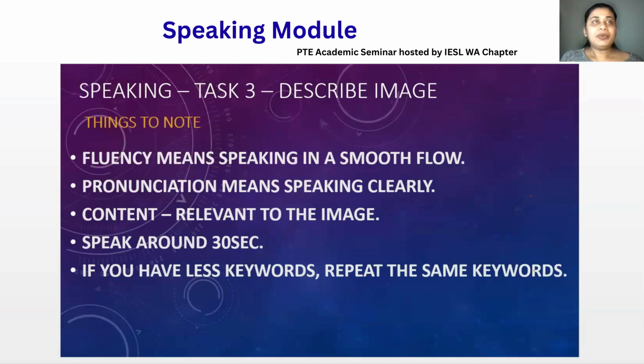Now I will let you know what are some things that you should be considering for this question type, describe image. Fluency: again, as I mentioned before, try to speak in a smooth flow. This question is assessed in 3 parameters, as I mentioned before. The second one is pronunciation. As long as you speak clearly, you will be fine. You do not need to copy any kind of accent.